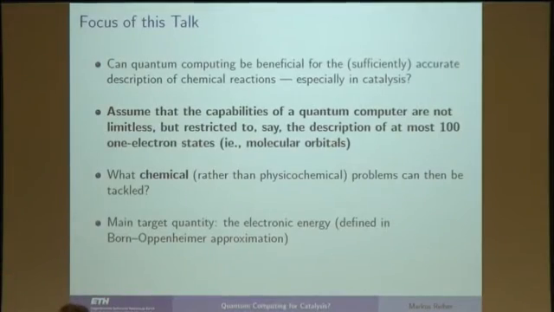Okay, and like I said, I will focus on chemical rather than physical-chemical problems. Physical-chemical problems are problems related to spectroscopy, where you have some sort of spectrum that you would like to compute. Well, I'm after the chemistry. And the main target for us is the electronic energy, and that is defined by the Born-Oppenheimer approximation, so you have to solve the stationary electronic Schrödinger equation.